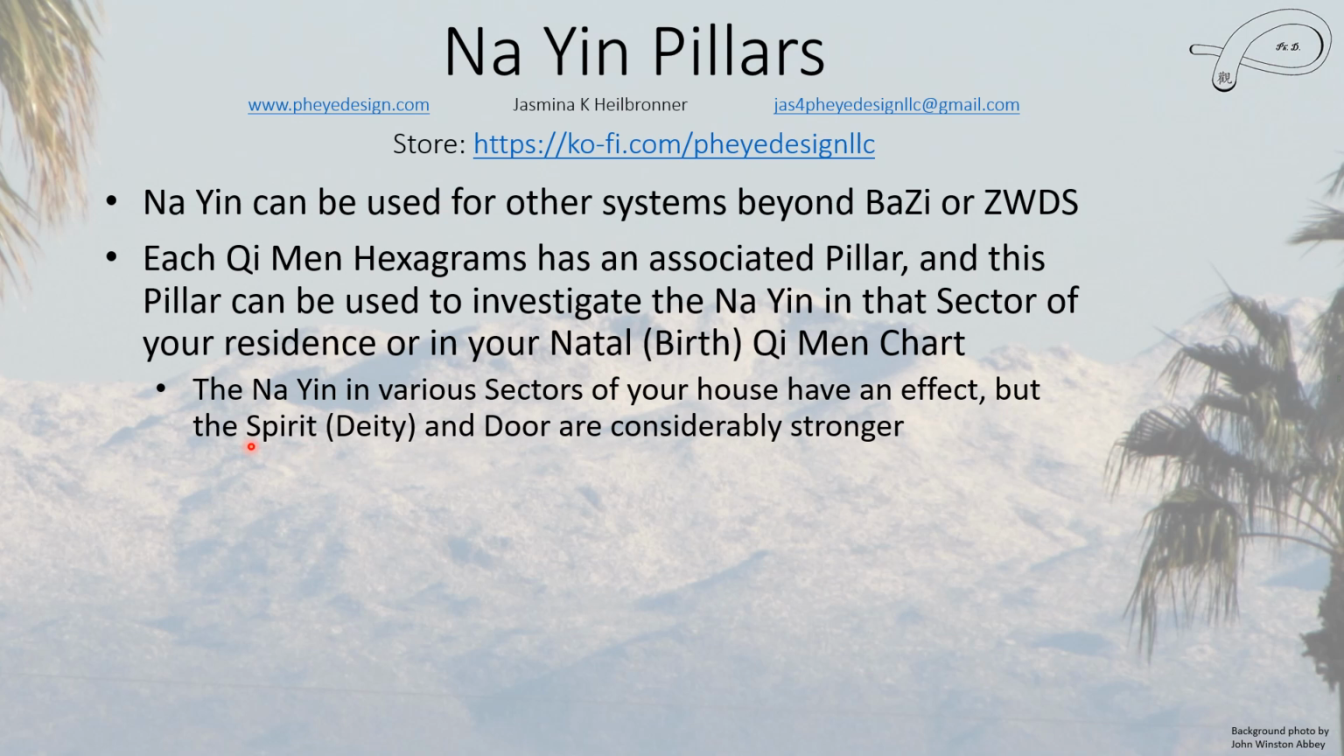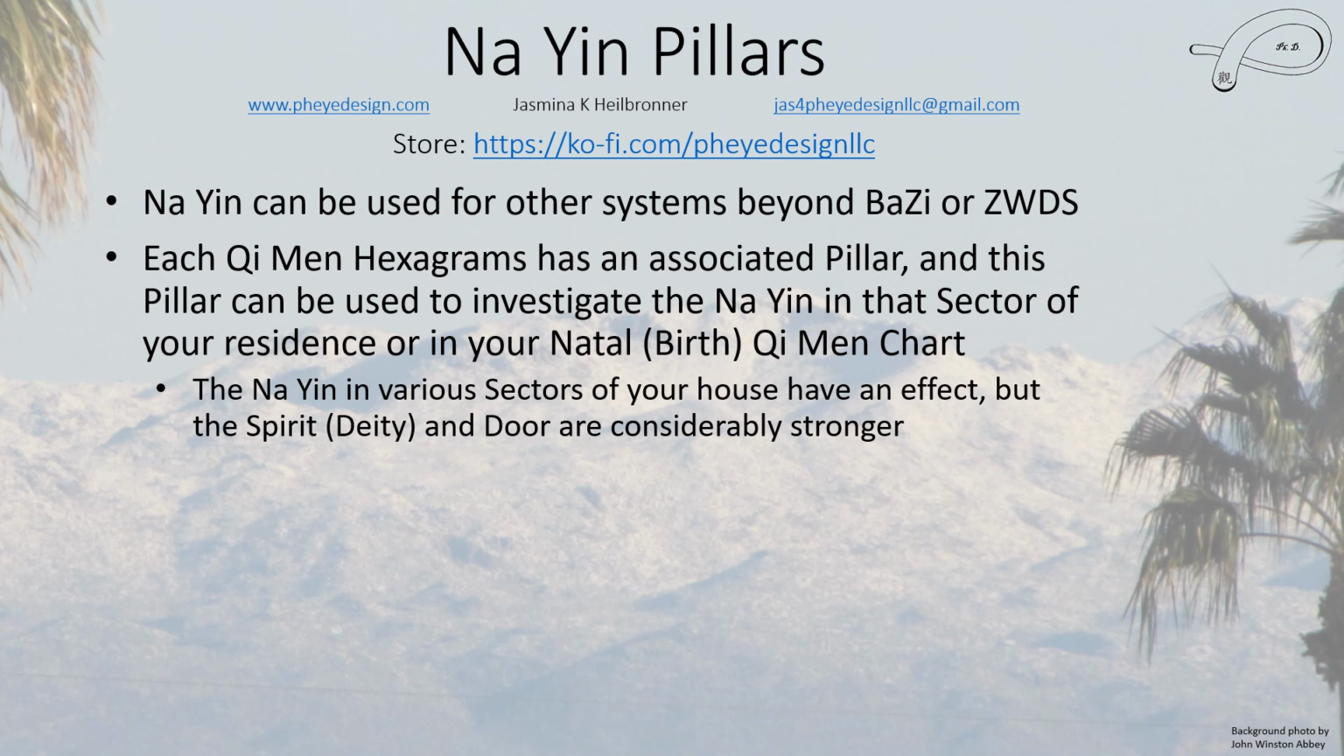Now, the Na Yin for the various sectors of your house have some effect, but it's really the spirit and the door that are much stronger. But for example, let's say you have good stars and earth and open where your home office is. Those are both very good to have there. Or maybe you have chief and life or chief and open where your home office is. Very, very good. Now, the question becomes, what is the Na Yin there?